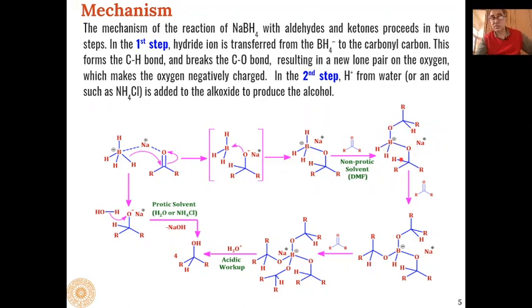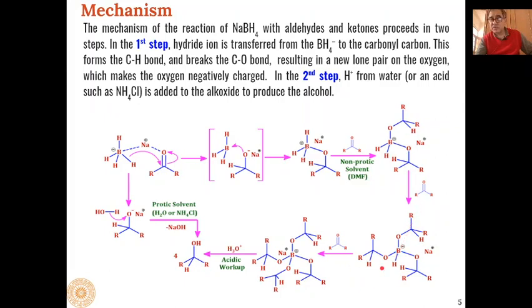We will get these types of alkoxy intermediates. Similarly, a third molecule will give us this intermediate, another hydride will be shifted, and that hydride will be added to the third carbonyl compound.